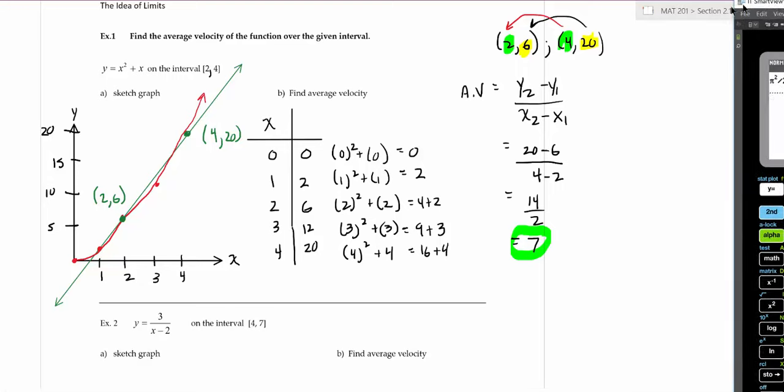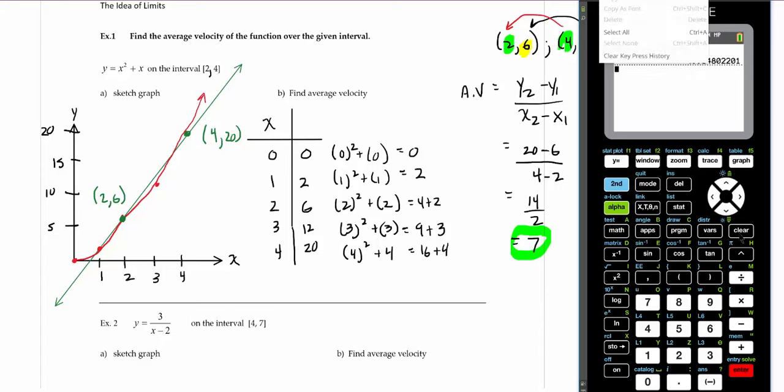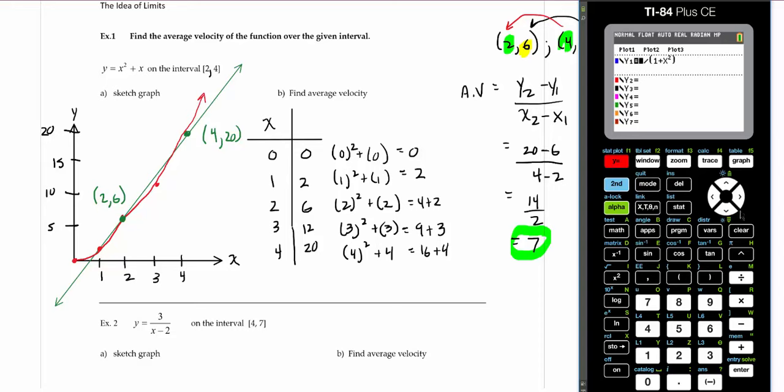Now I want to just remind you of the power of a graphing calculator, because you want to be able to do this by hand, and then also be able to use your calculator. So if I put in the function that we're graphing, which is x squared plus x, and then if I want to go from 0 to 4, I'm going to set this up the same way that I did here.